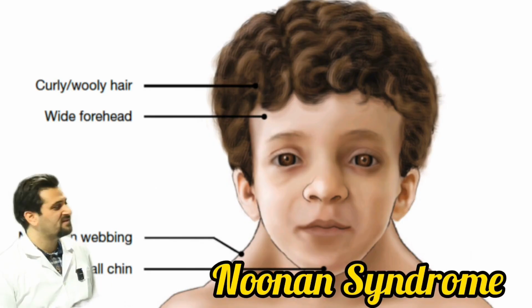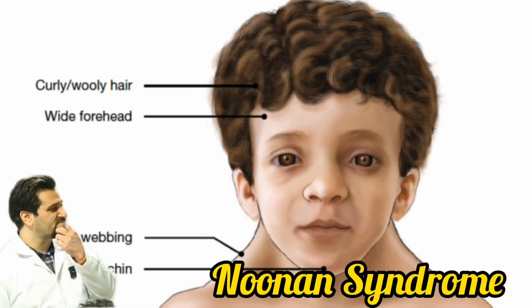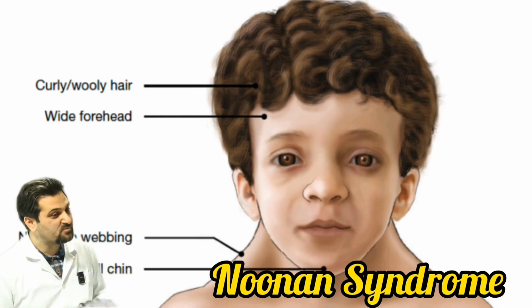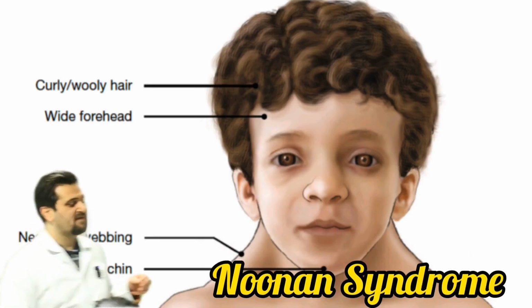What is the cardiac presentation of Noonan syndrome, guys? Which specific disease does it indicate? What does someone with Noonan syndrome have? What do we immediately look for? We look for pulmonary stenosis. People with Noonan usually have pulmonary stenosis.